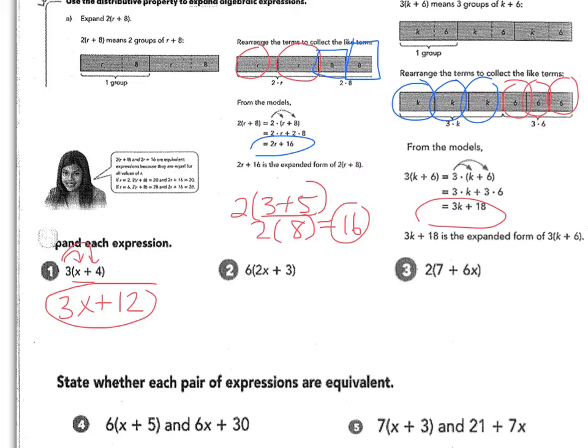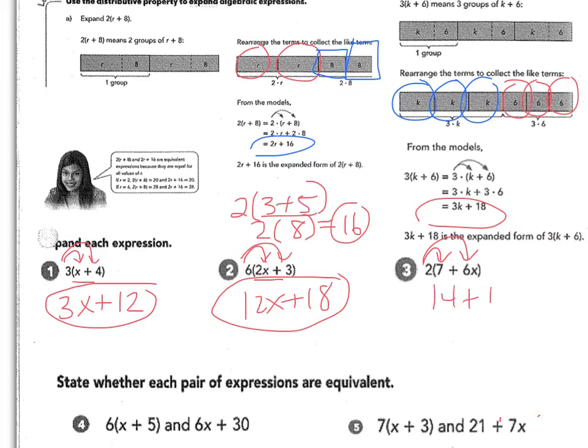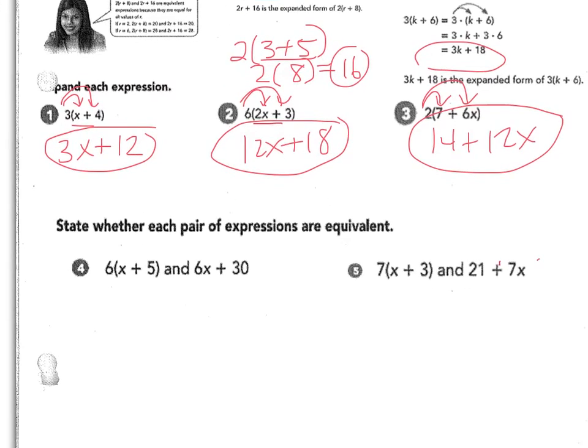Okay, so then we go over here, same thing. 2x plus 3 aren't like terms, so we can't combine them. So I distribute. 6 times 2x is 12x. 6 times 3 is 18. So your answer is 12x plus 18. Okay, same thing over here. 7 and 6x are unlike, so I distribute the numbers separately. 2 times 7 is 14. 2 times 6x is 12x. And again, since those are unlike, that's all you can do.